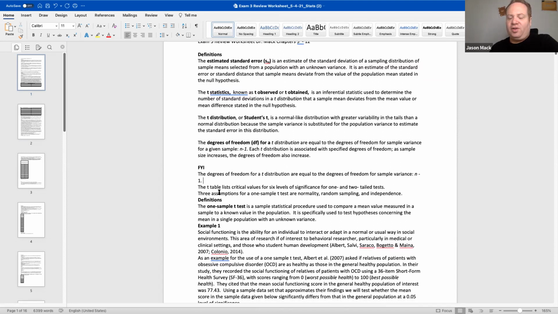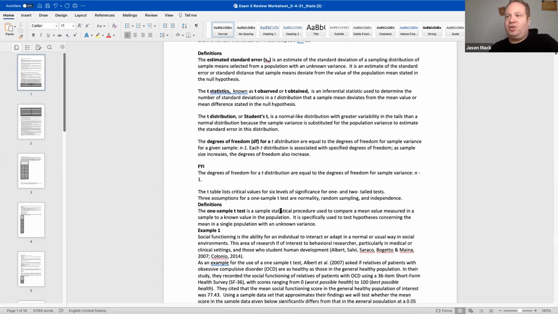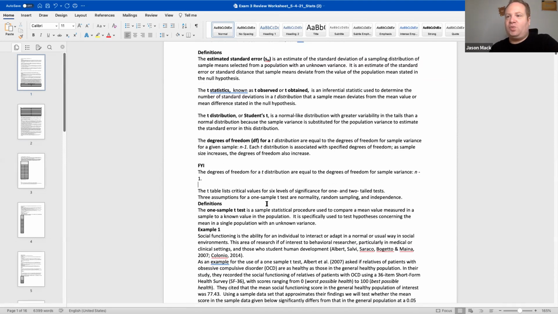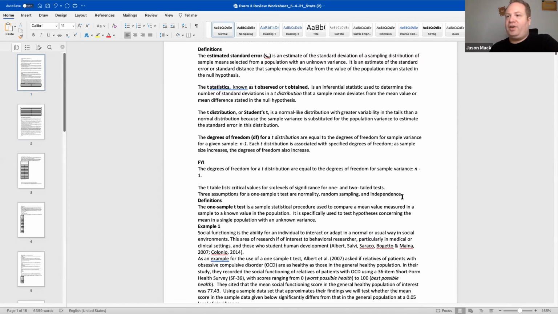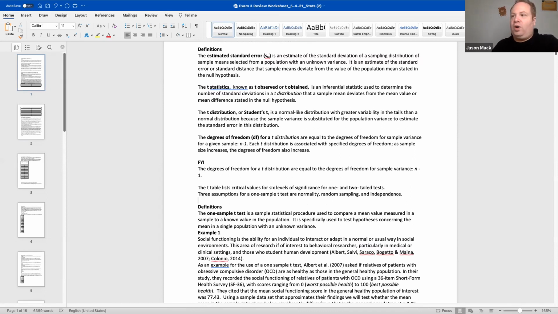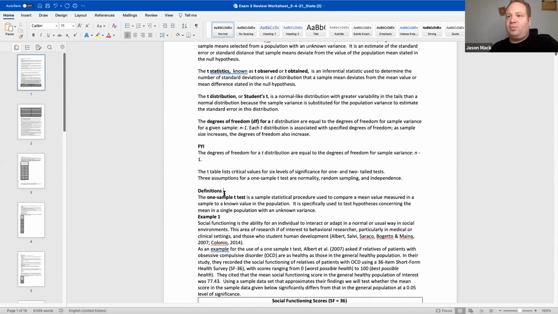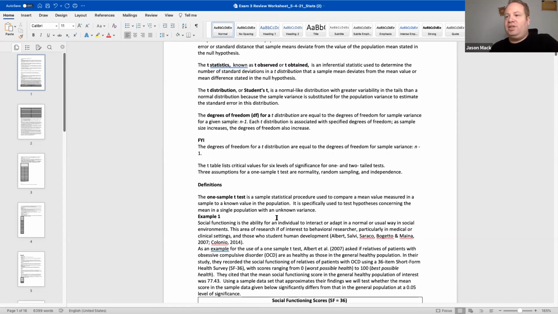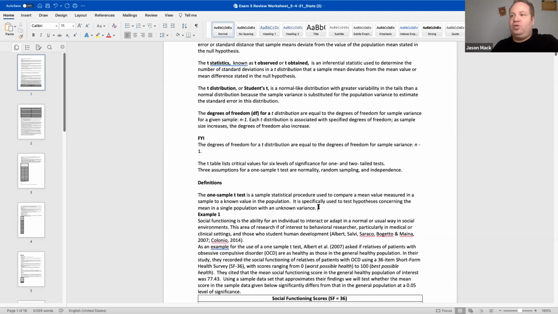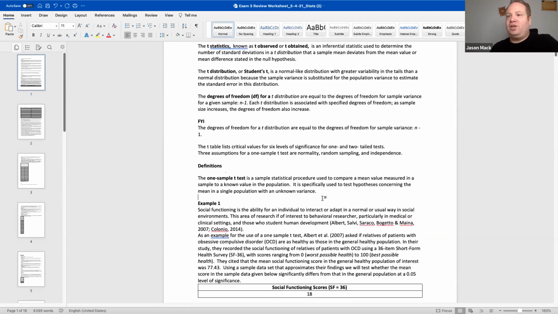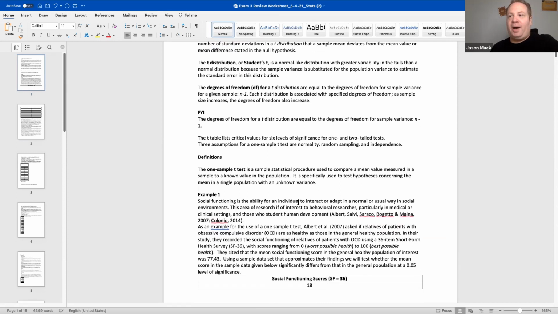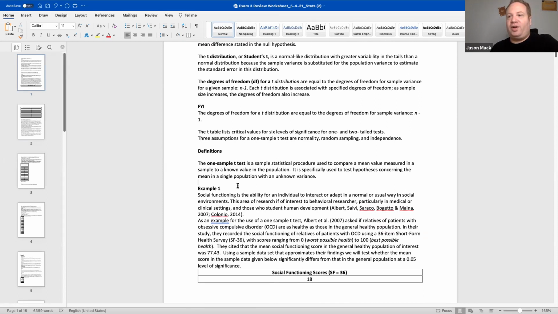Some FYI stuff. The degrees of freedom for a t distribution are equal to the degrees of freedom for a sample variance, n-1. The t table lists values for 6 levels of significance for 1 and 2-tailed tests. 3 assumptions for a 1-sample test are normality, random sampling, and independence. Some more definitions. The 1-sample t-test is a statistical procedure used to compare a mean value measured in a sample to a known value in a population. It is specifically used to test hypotheses concerning the mean in a single population with an unknown variance.